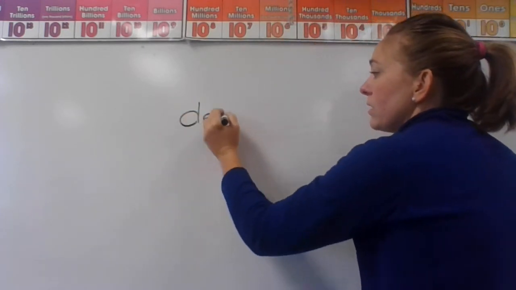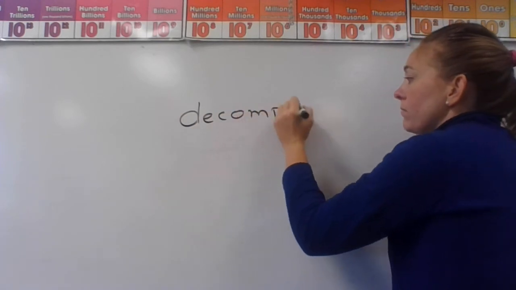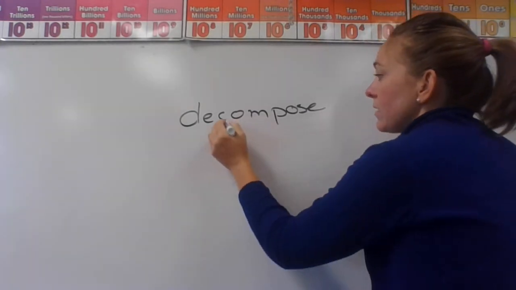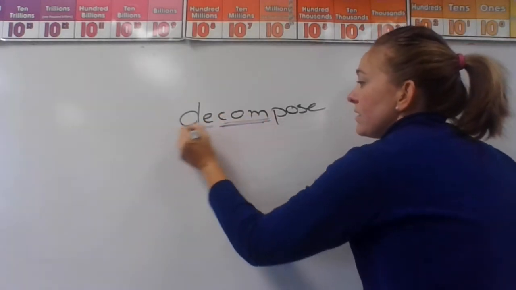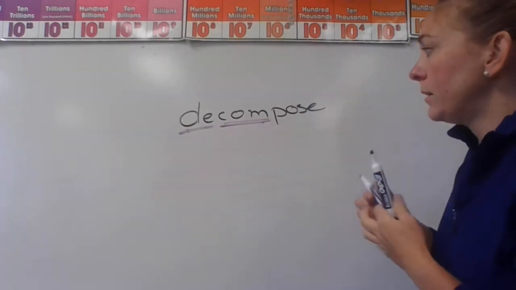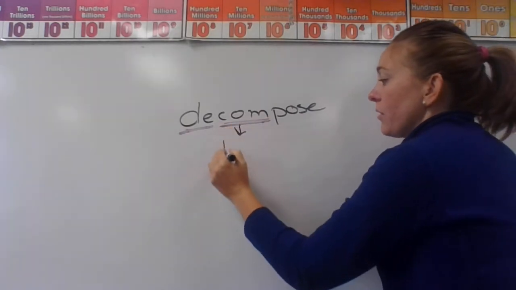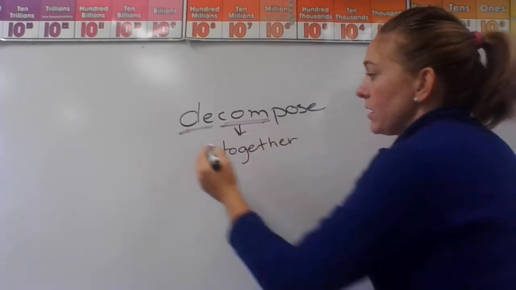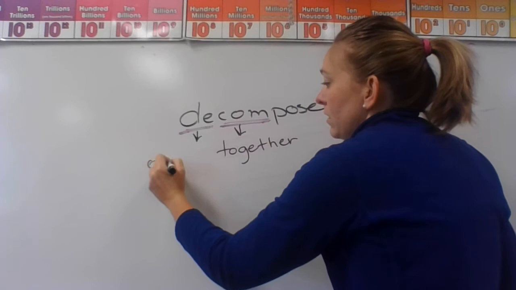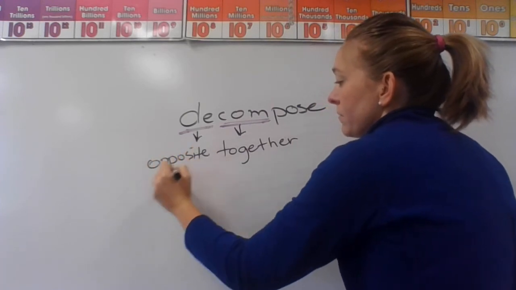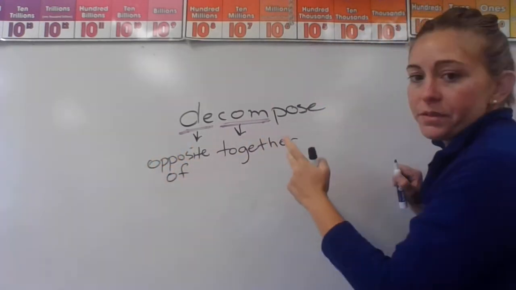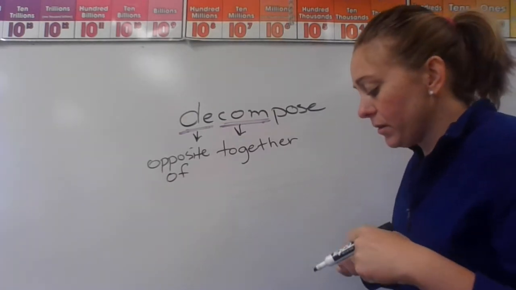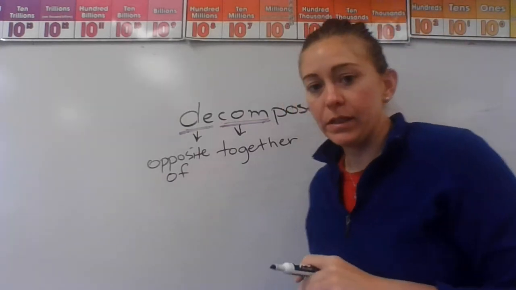Decompose, if you look at that word, decompose has two roots in it. It has "com" and it has "d." "Com," remember, meaning together, and "d" meaning the opposite of. So we have the opposite of together, which would mean pulling apart. And that's essentially what we're doing with fractions or numbers when we decompose them.